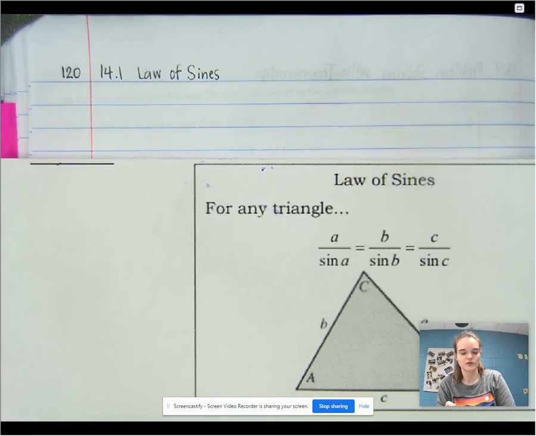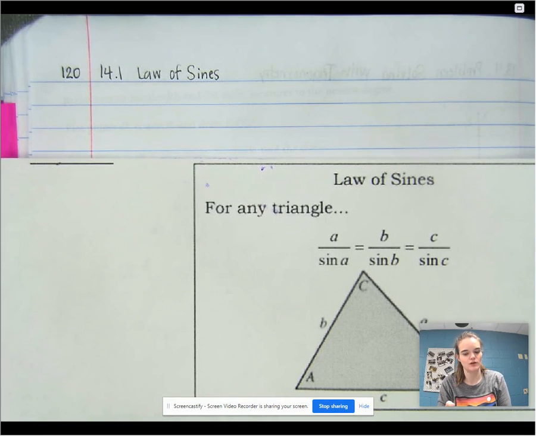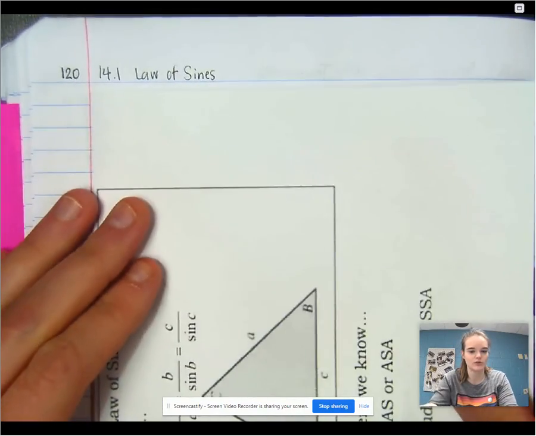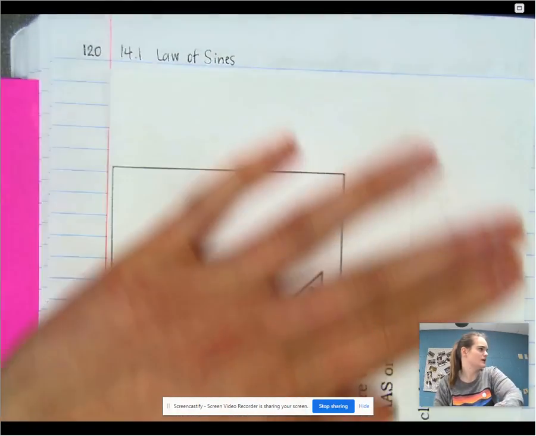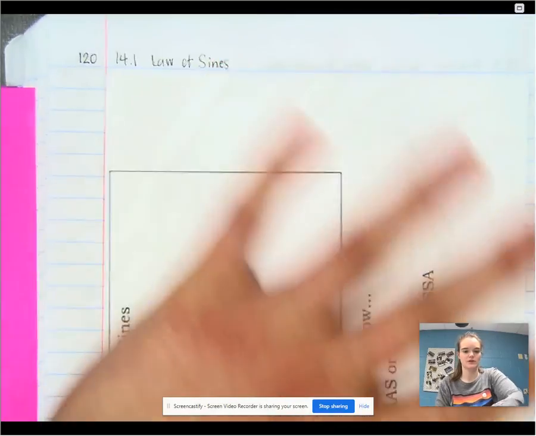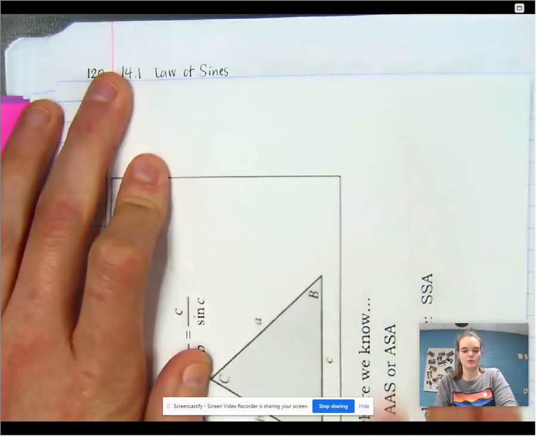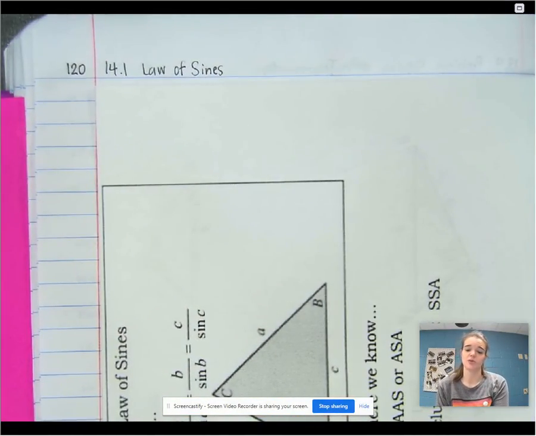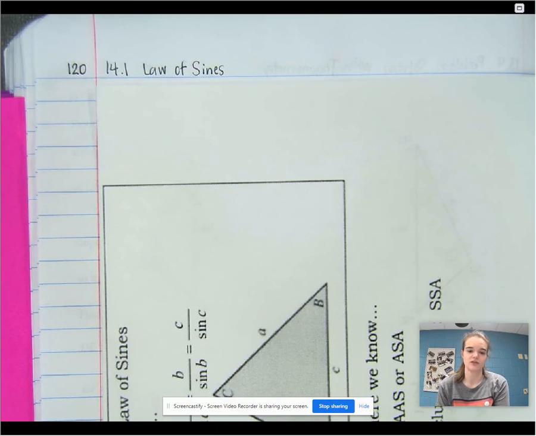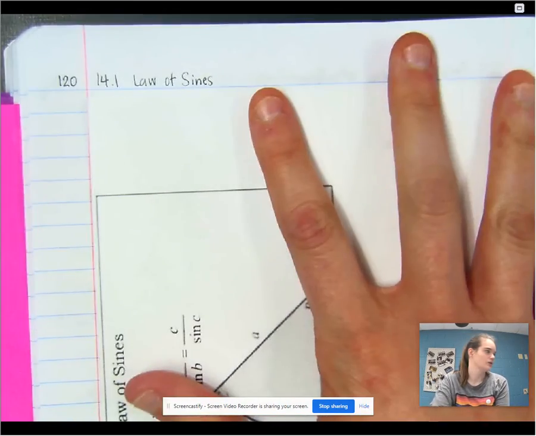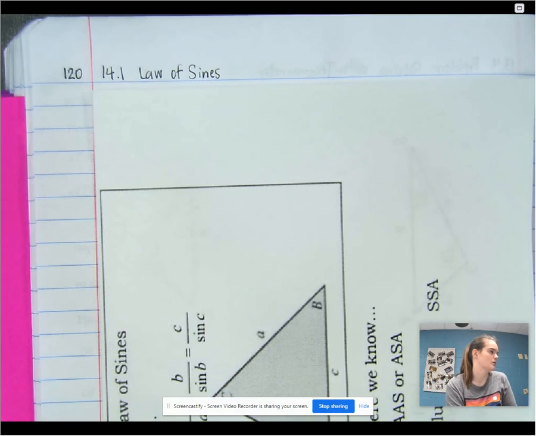Okay, now that we have finished the examples for the law of sines, we're going to go ahead and glue this in on page 120. We'll have to glue it in sideways, but there's the law of sines. We will finish talking about the law of sines tomorrow in something called an ambiguous case, but go ahead and glue that in, glue it to page 120, and tomorrow we'll work on 121.